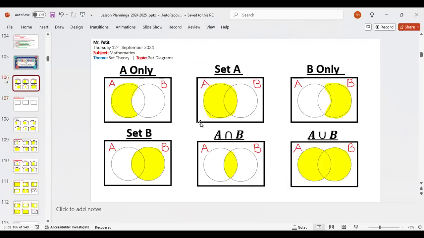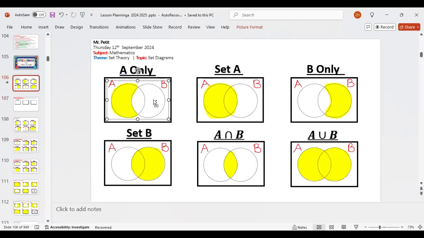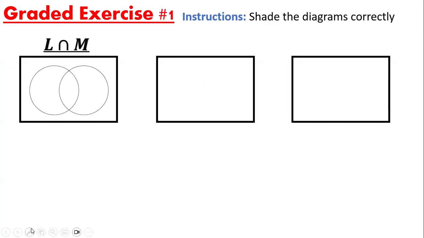So let's say that for the first one, I want you all to do the intersection. So it's going to be L intersect M. Let me get the diagram here. There we go. For this one, I want you to shade in what is L intersect M. Do y'all understand how to do that one?